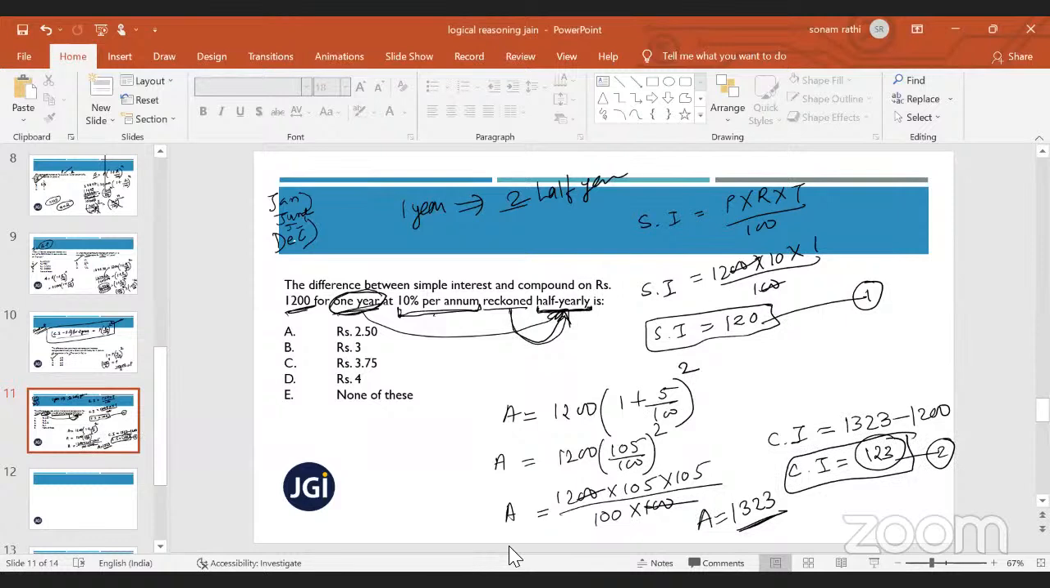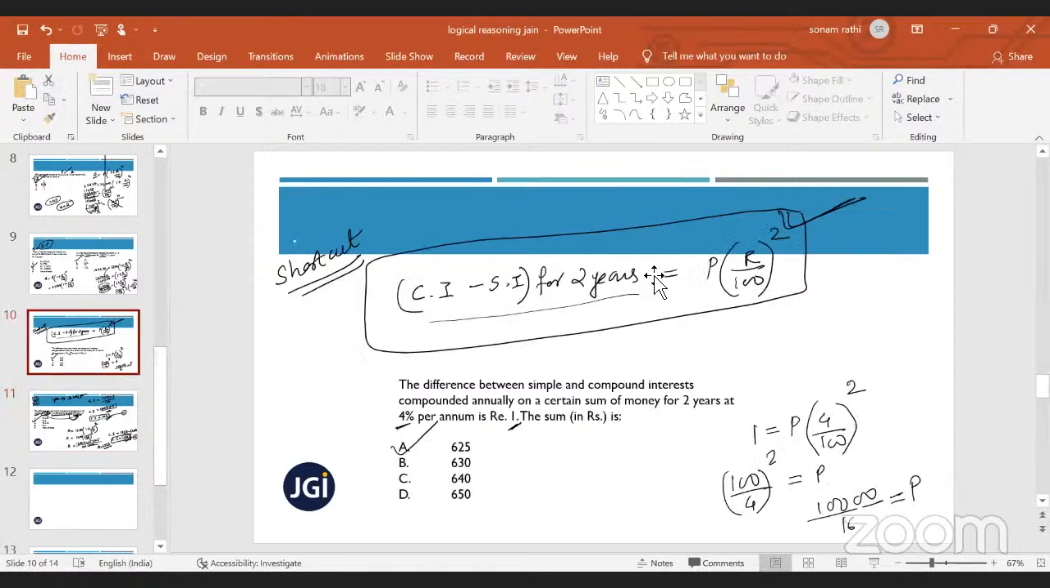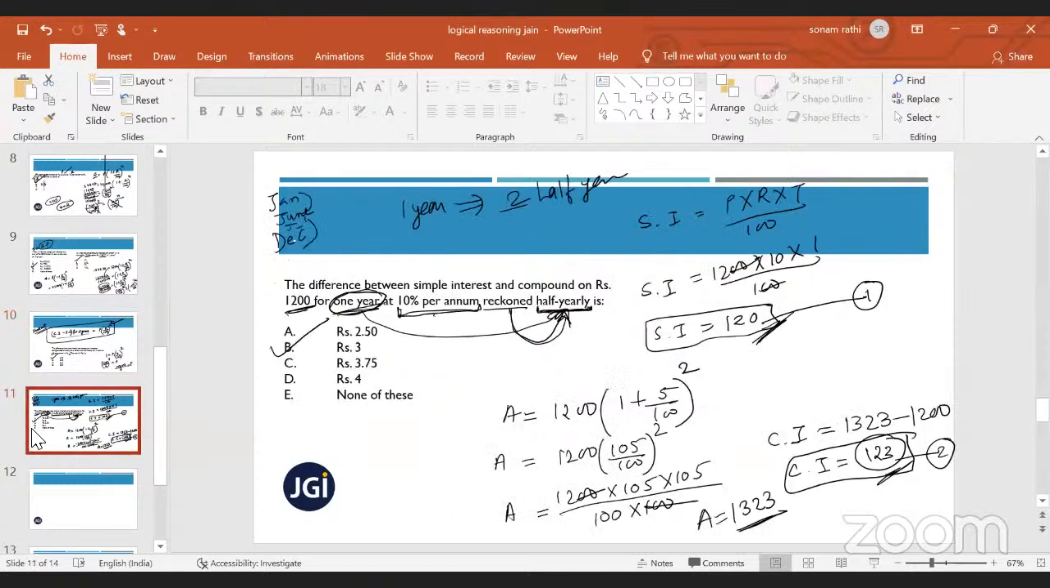Now read the question. They're asking you the difference between simple interest and compound interest. So this minus this, how much? 3 rupees, correct? Answer is B. So see, in the previous question, we could use the shortcut directly because it was written for 2 years. But in this case, we cannot do it directly. So we have to find SI separately, then find compound interest separately, and then take the difference, right? Okay, ma'am. Is this clear to everyone?